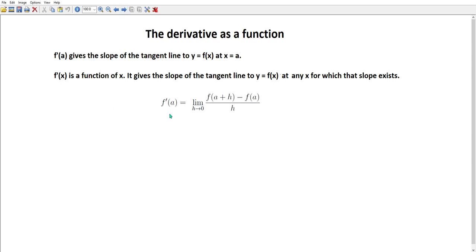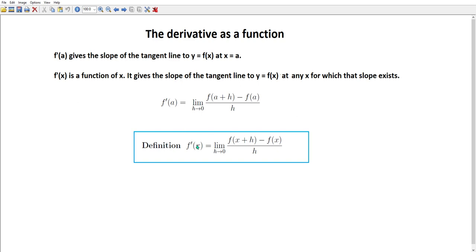The definition of f prime of a is the limit as h goes to 0 of f of a plus h minus f of a over h. The definition of f prime of x looks almost identical. The difference here is that x is now allowed to vary.